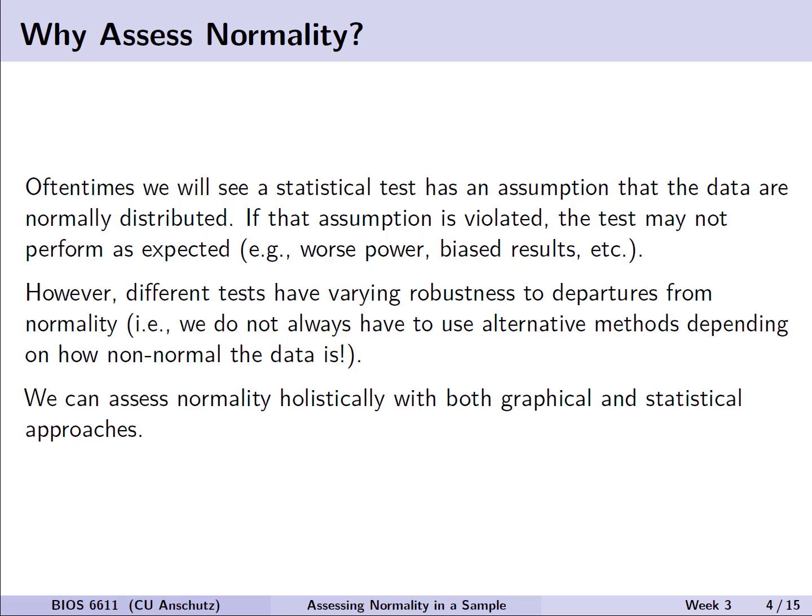However, it is good practice to assess normality and holistically do so by using both graphical and potentially statistical approaches. And we'll note graphical ones are oftentimes pretty good because our eye is pretty adept at catching a deviation from a pattern we might expect to see.